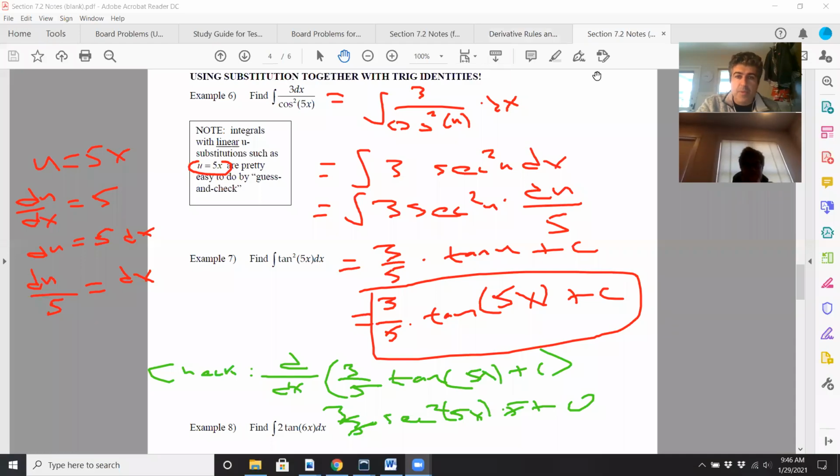Let me start recording. So we're doing a recording here on pages 4 through 6 of the 7-2 notes. Here's our example 6 worked out.